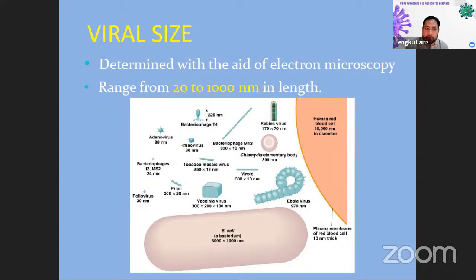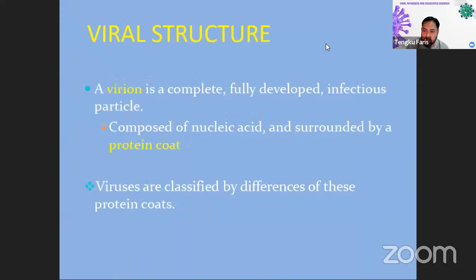So we determine this with the aid of electron microscopy, because they're very tiny, just like 100 to 1000 nanometers. So it's quite difficult to observe by the naked eye. The range is from 20 to 1000 nanometers in length. So if I ask you in the quiz or in the examination, you must be able to know the size.